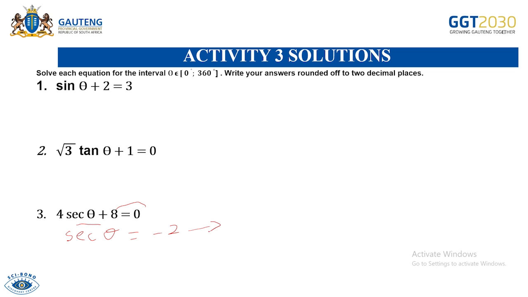That tells us that cos theta is going to be negative 1 over 2 because it's the inverse. Remember, this one is negative 2 over 1 and is the reciprocal of cos. So if it is the reciprocal of cos, it tells us that cos will be negative 1 over 2. You just swap them around like that.